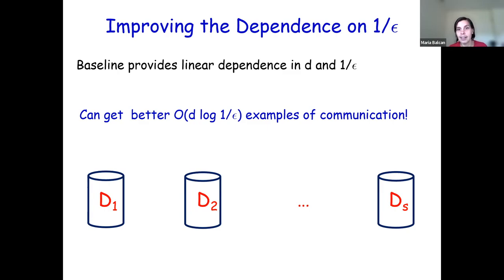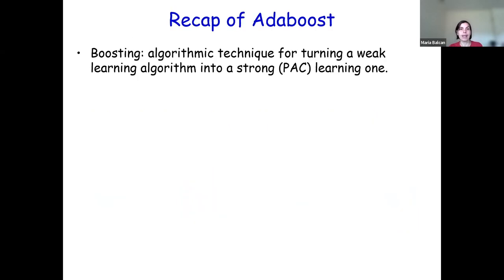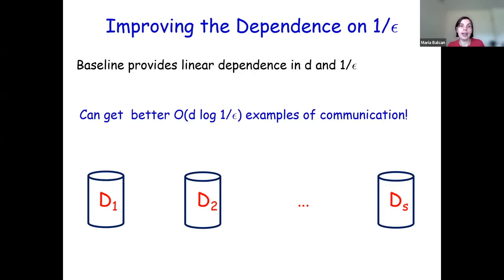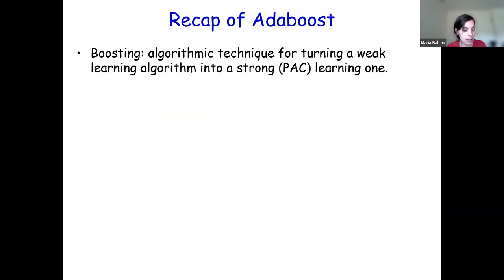Luckily, it turns out that the answer is yes. Actually we can get an exponential improvement in the amount of communication. We can reduce the dependence on epsilon from being linear in one over epsilon to being logarithmic in one over epsilon. And the cool fact is that we can do this generically for any concept space that has a finite VC dimension d. So this is a generic procedure, and it's really based on a distributed implementation of boosting.